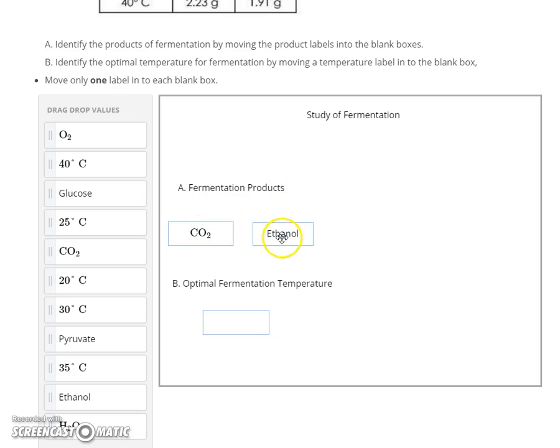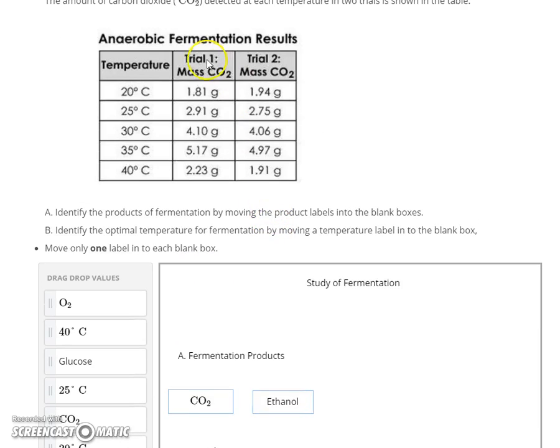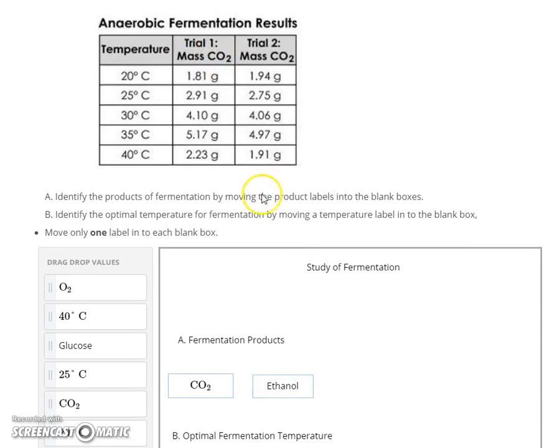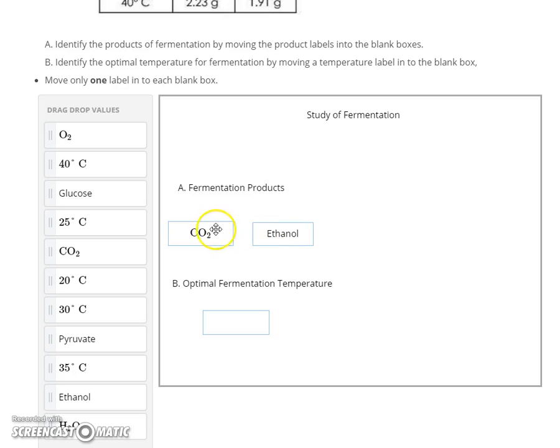So there's two types of fermentation, but the one that we would commonly see is the one that makes CO2, which is also the one that makes alcohol. That's alcoholic fermentation. So those are our products.